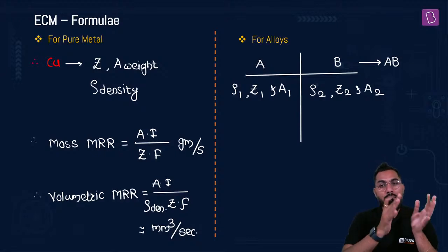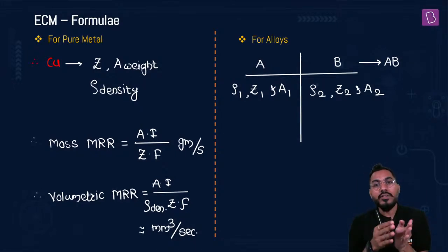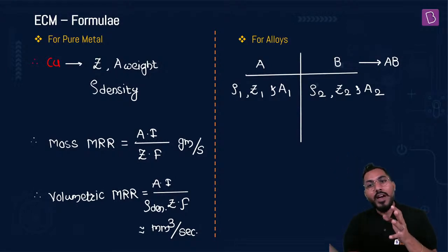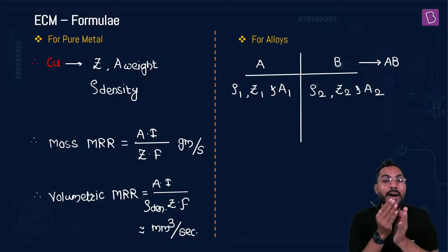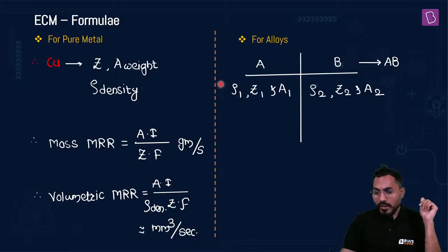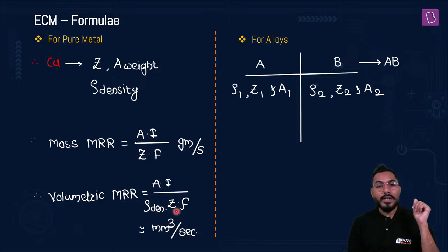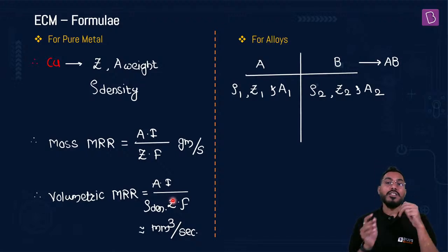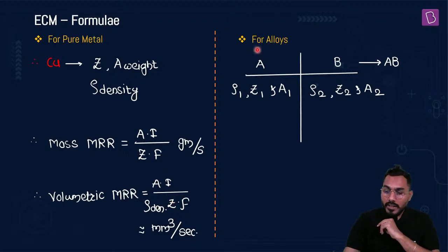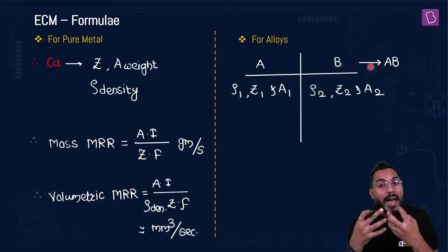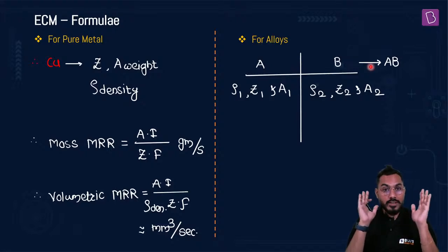Now, if A and B materials are mixed together, and the valency of A, density of A, and gram atomic weight of A and the same values of B are given, and then the question is to calculate mass material removal rate or volumetric material removal rate. Now the question would come: sir, all the values are given here, but the formula is A into I divided by rho into Z into F. So we have to put the gram atomic weight, the density value, and the valency value. Now the question is whether you will select the value of A material, or of B material, or take an average of it. This is the biggest question, and that is exactly the dilemma.